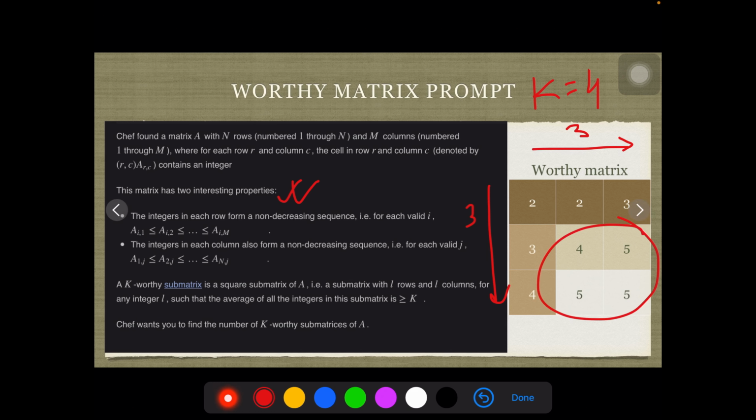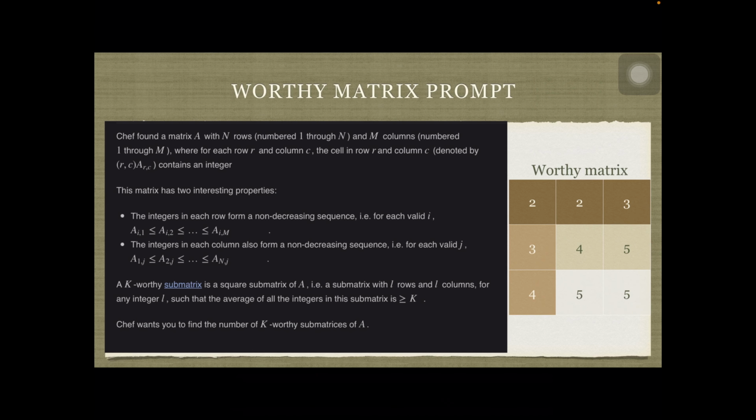If I take this as a k-worthy submatrix, we'll just have to see whether it follows the conditions imposed on us. So 4 plus 5 plus 5 plus 5 is 19, divided by 4 elements. We take the average and it comes out to be 4 point something, which is greater than 4. So this submatrix is a k-worthy submatrix. We'll discuss more about it. So let's get to the next slide.